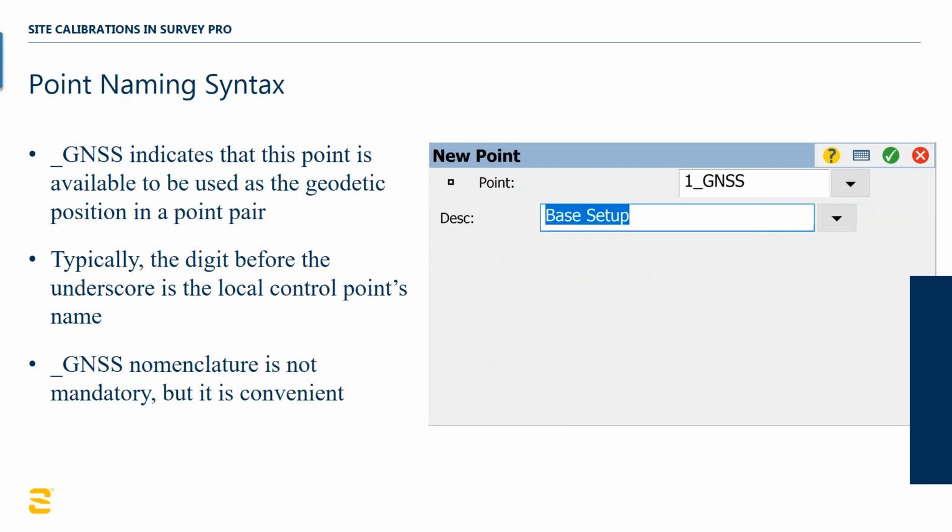The idea of a site calibration is basically this idea of point pairs. You have a northing, easting, elevation, and you combine that with a latitude, longitude, height. We call that a point pair. And when we're pairing these inside Survey Pro, Survey Pro likes to take the point number and add an underscored GNSS to indicate that this is being used as a point pair with point number 1.